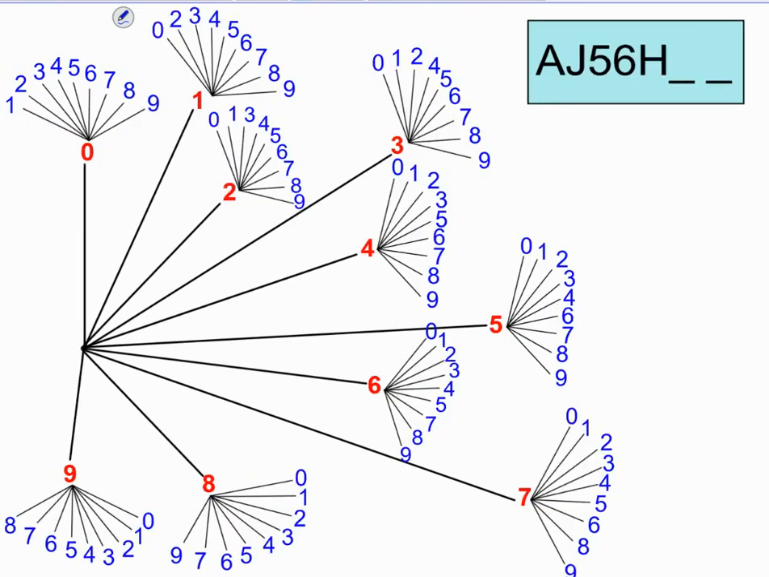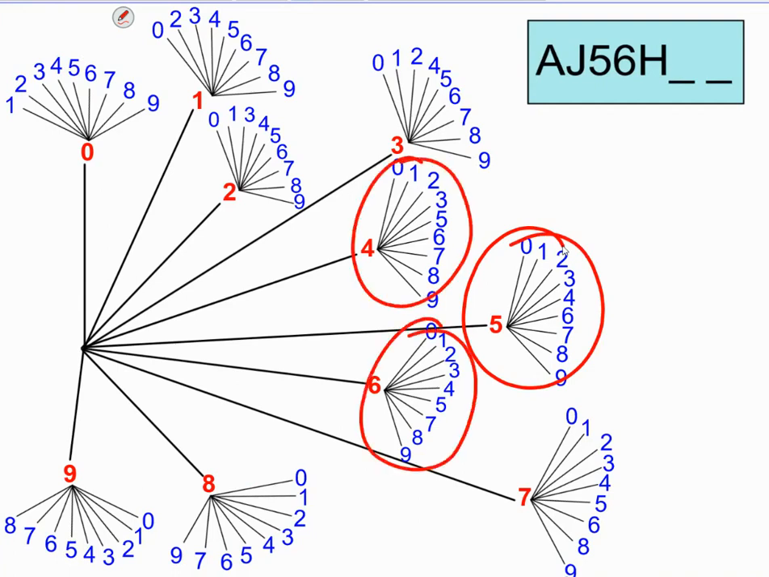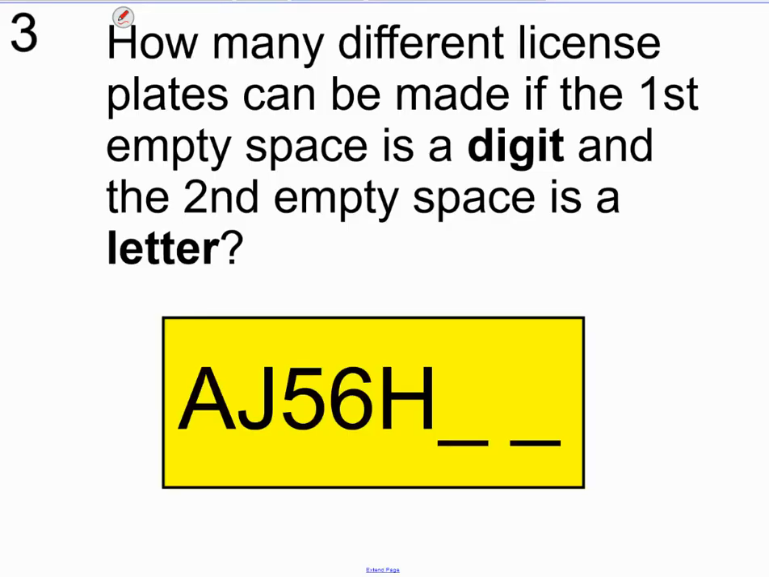And here are all of them. Like right here, we can't have a 5 there, and we can't have a 6 there or a 4 there. You get the idea. And if we were to count all of those, there would be 90 end branches, and that's the answer to number 2.